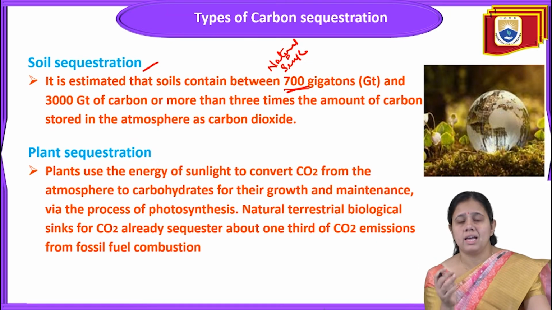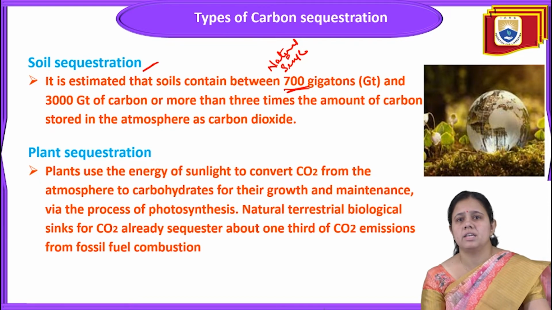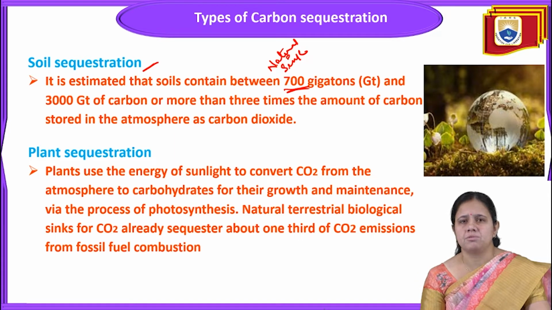This soil has the capacity to absorb between 700 and 3000 gigatons of carbon, or sometimes more than the amount of carbon present in the atmosphere. So we can say that soil is a natural sink of carbon, and it has a large capacity to store carbon.